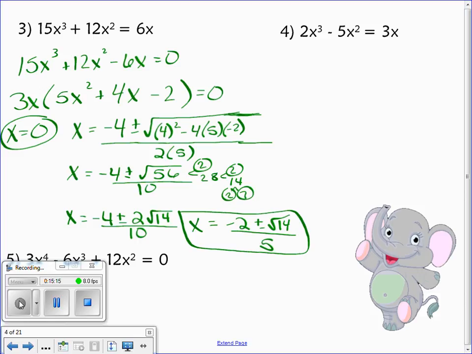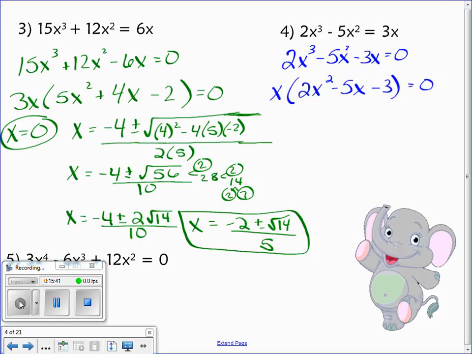All right, how about number 4? Now you're afraid of doing by yourself, aren't you? All right, we'll do it together. Let's move the 3x. All right, so set it equal to 0. GCF? Just an x. 2x squared minus 5x minus 3. This is an easy one.